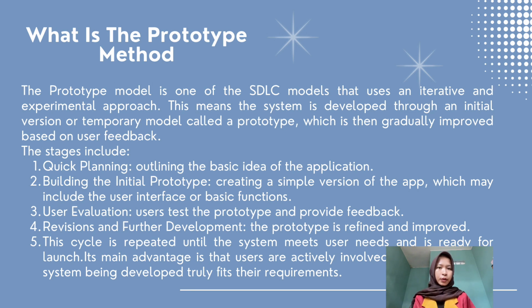The stages include: 1. Quick planning, outlining the basic idea of the application. 2. Building the initial prototype, creating a simple version of the app which may include the user interface or basic functions. 3. User evaluation. Users test the prototype and provide feedback. 4. Revision and further development. The prototype is refined and improved. 5. This cycle is repeated until the system meets user needs and is ready for launch.